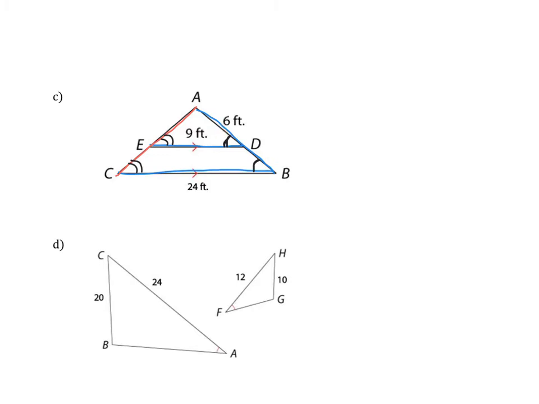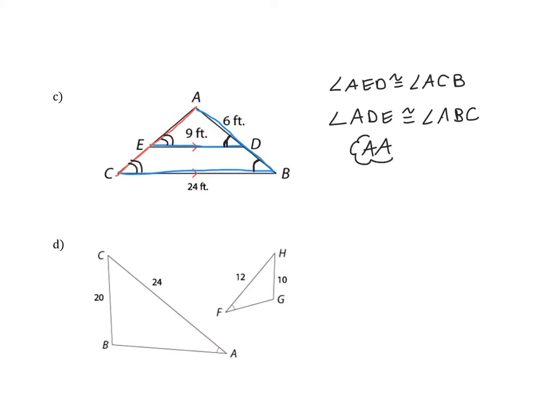So here, since I know that angle AED is congruent to angle ACB, so AED is congruent to ACB, we also see that angle ADE is congruent to angle ABC. We actually have two sets of congruent angles, which is enough to show that these two triangles are similar. So this would be angle-angle similarity.